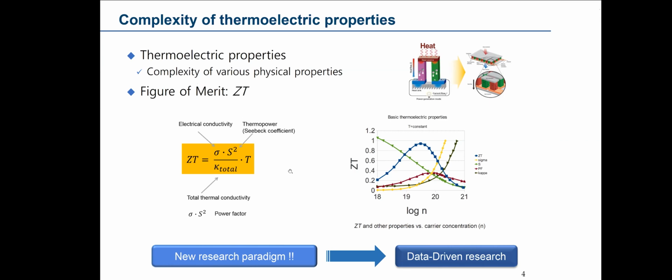The figure of merit ZT is defined like that. For the maximum efficiency, we need large electrical conductivity with small thermal conductivity and the largest Seebeck coefficient. However, in most materials, the electrical conductivity and the thermal conductivity behave with similar trends, so it's quite difficult to find the maximum ZT values. So in this field, we need new research paradigms. So we have started from data-driven research.